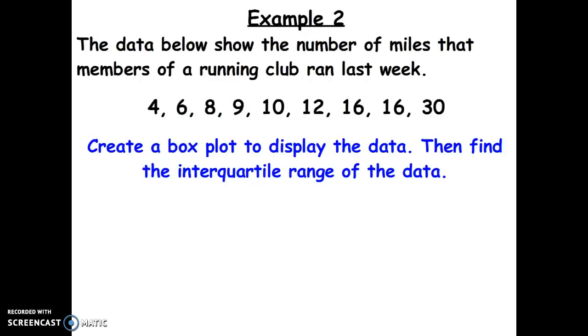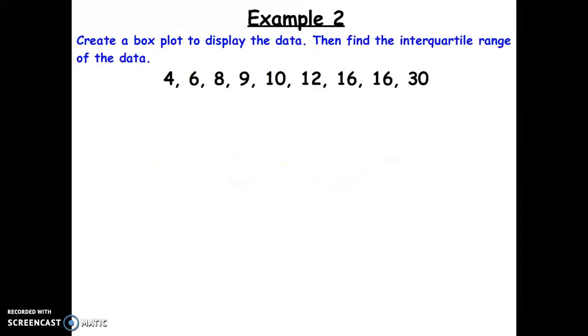Example 2. The data below show the number of miles that members of a running club ran last week. Create a box plot to display the data, then find the interquartile range of the data. Okay, let me go to this slide so that I have more room. So in order to create a box plot, we'll need 5 numbers. The lower extreme, the Q1, the median, Q3, and upper extreme. Now, we see that our numbers are already in numerical order, so we don't have to order them first. Now, I can go ahead and identify my lower extreme as 4 and my upper extreme as 30.